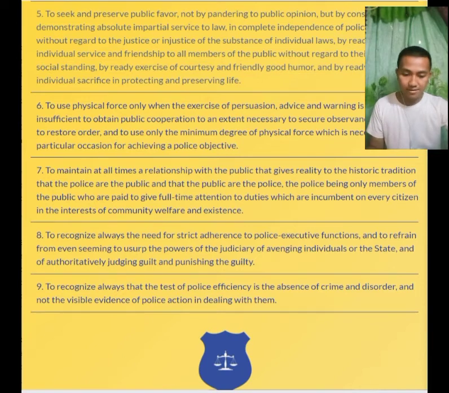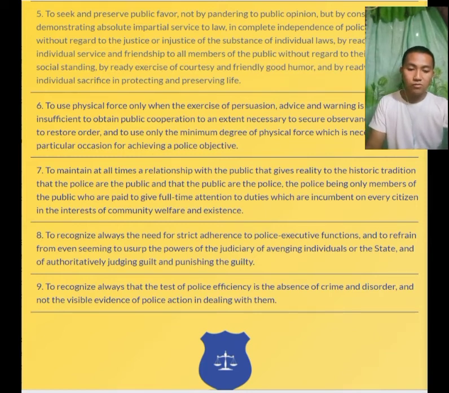So number 8, to recognize always the need for strict adherence to police executive functions and to refrain from seeming to usurp the powers of the judiciary by avenging individuals or the state and authoritatively judging guilt and punishing the guilty. So here, the power of the police is limited to catching and arresting criminals, and not to give punishment to criminals for the sake of avenging.